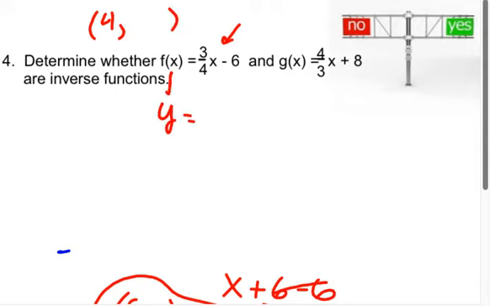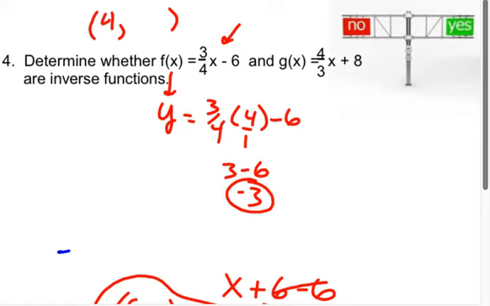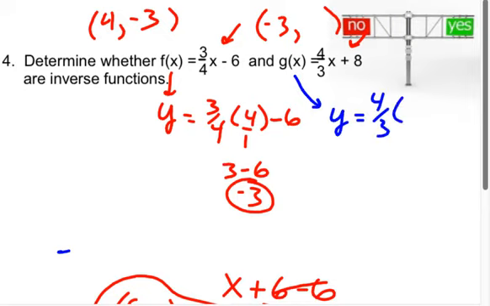So y equals, f of x is the same as y, 3/4 times 4 minus 6. This becomes 12 over 4, or 3, minus 6. This is negative 3. Okay, so 4, negative 3. So what that means is we should have a point negative 3, comma 4 for the other function. I'll do that in blue here. Once again, g of x you can just say as y equals 4/3 times negative 3 over 1, same as negative 3, plus 8.